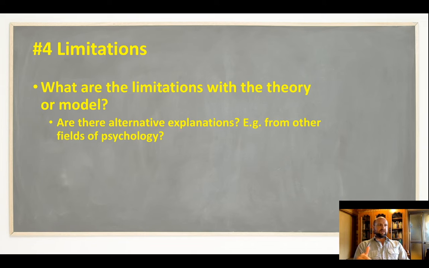So for example, if you're looking at a social theory of psychology, like social identity theory or social cognitive theory, you say, well, what about other fields of psychology, like biological psychology? Are there factors here that we might be missing in this explanation?